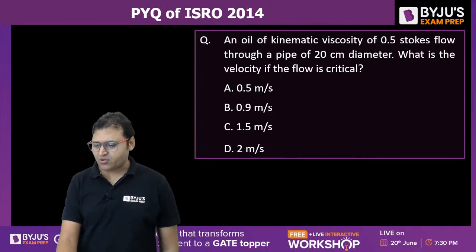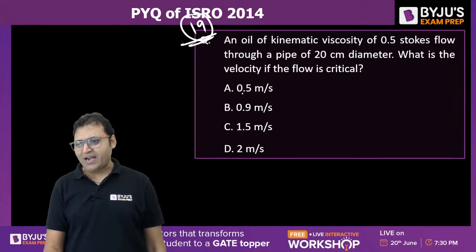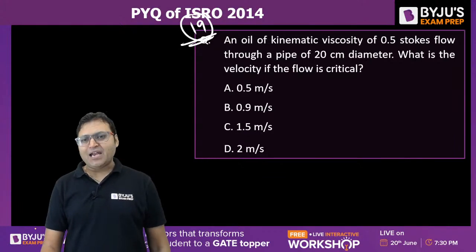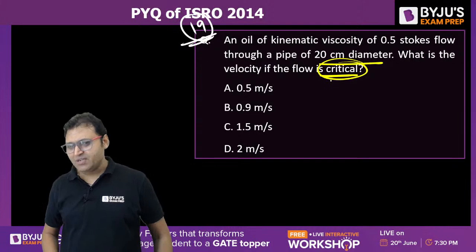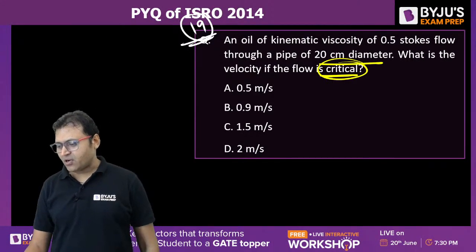The next question, question number 19. An oil of kinematic viscosity 0.5 stokes flows through a pipe of 20 centimeter diameter. What is the velocity if the flow is critical? What is the meaning of critical flow? Can you guys solve this one?